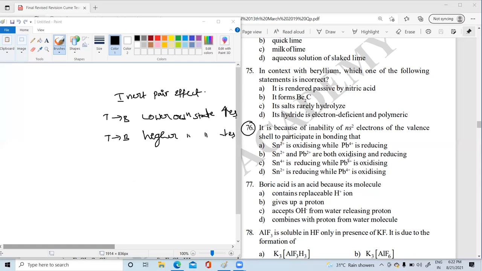We'll see, students, here they have given group 14 elements, the comparison of Sn+2 and Sn+4, and Pb+2 and Pb+4. From top to bottom, which is the most stable one here? +2 is highly stable in lead, and in Sn the +4 is stable, students. This is the thing.